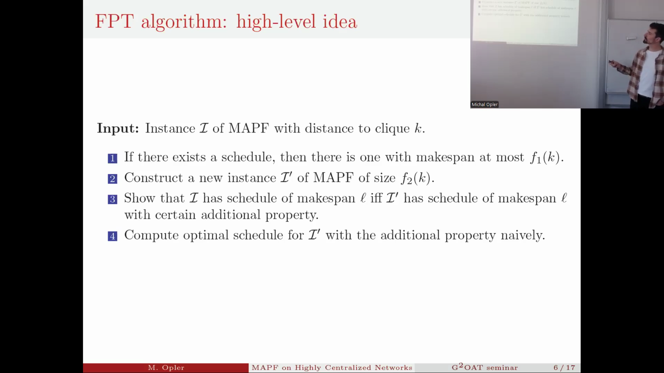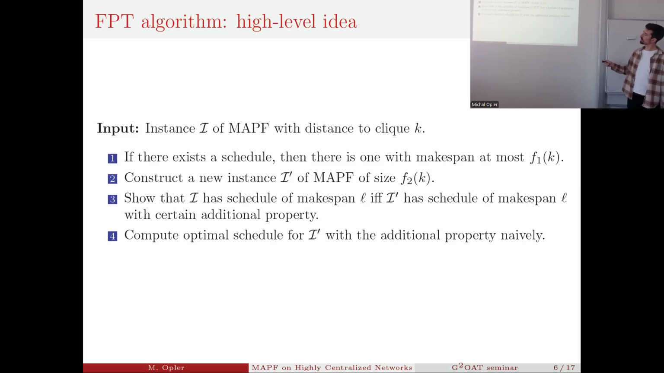So we show that the original instance on input has a schedule of certain makespan L if and only if this reduced instance has a schedule of makespan L such that something additional holds for it, which we will be able to check. And then once we show this, the algorithm given this reduced instance is that we just compute the optimal schedule for the reduced instance where we guarantee this additional property.